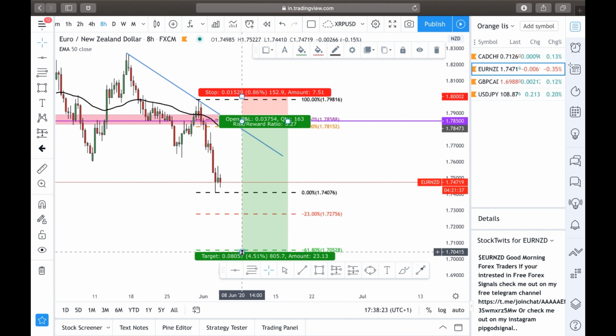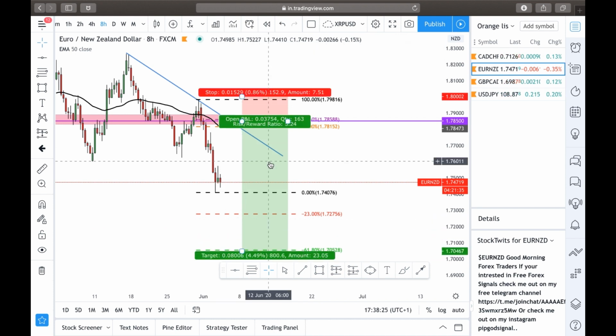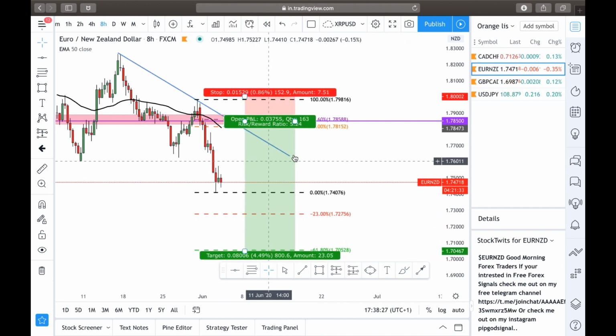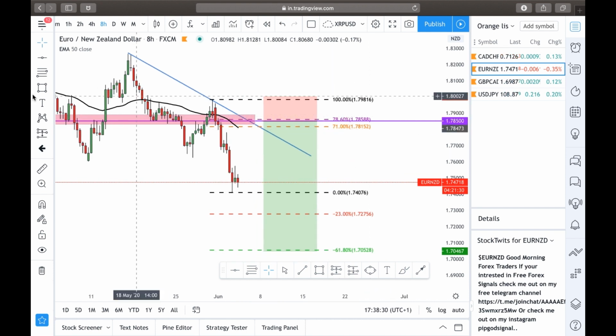So that's a 5.2 ratio, and it's 800 pips. So if this works out, then it's gonna be perfect. So what am I gonna be looking for entries? You're probably asking me right now.